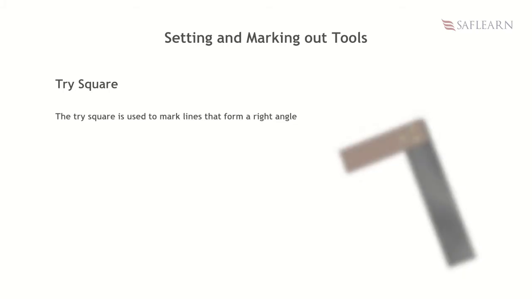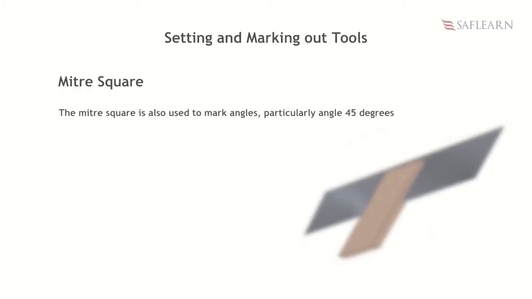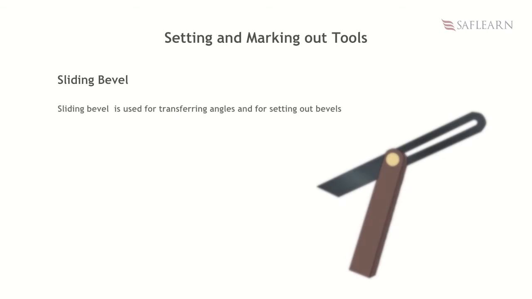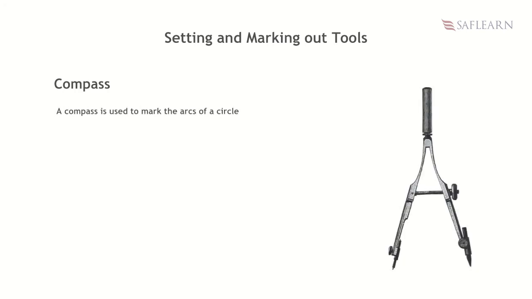The tri-square is used to mark lines that form a right angle. In other words, its major purpose is to measure the accuracy of a right angle. The meter square is also used to mark angles, particularly 45 degrees. Sliding bevel is used for transferring angles and for setting out bevels. A compass is used to mark the arcs of a circle.